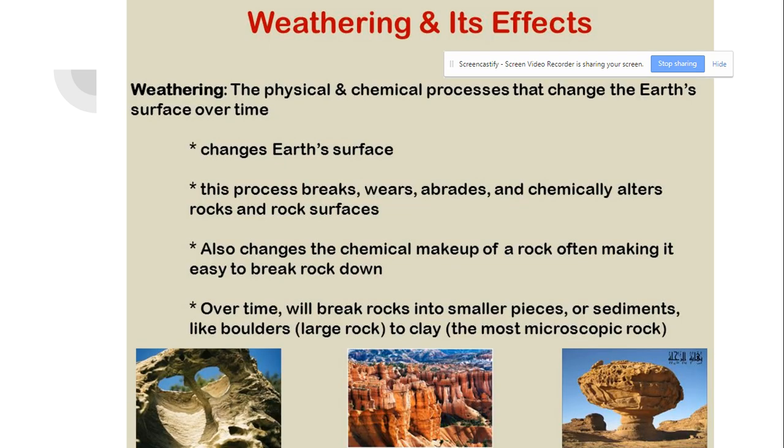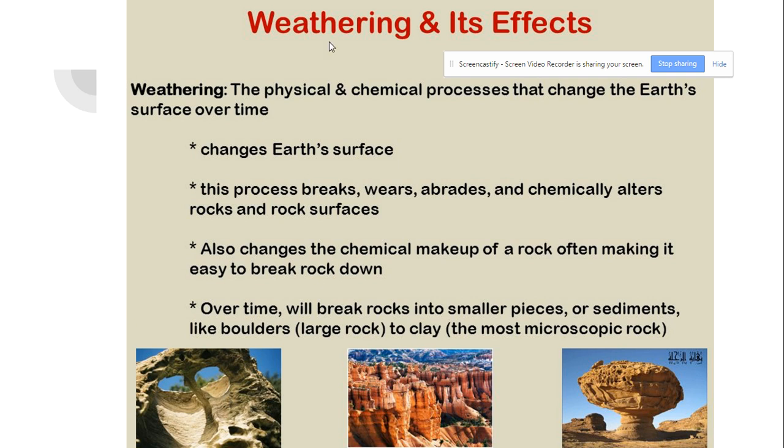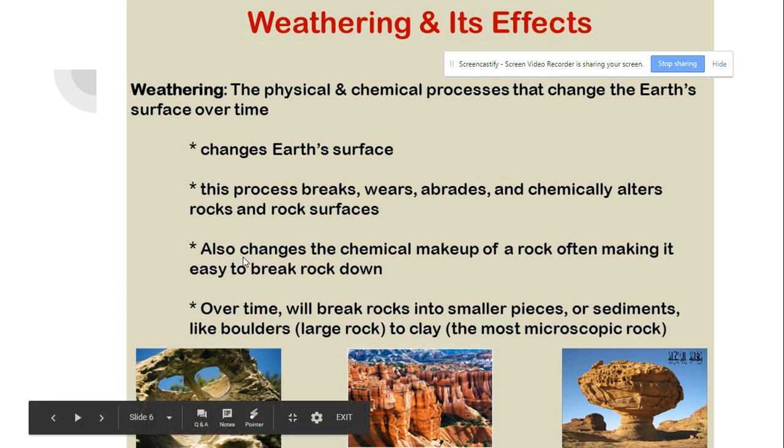So what is weathering and what does it actually do? So weathering is broken up into two ways to weather. It can be physical weathering or chemical weathering. But the main thing is weathering changes the Earth's surface. It breaks, wears, abrades, which just means abrasion, which just means hard hitting, or chemically alters rocks and rock surfaces. So that's what weathering does. It changes the chemical makeup of a rock sometimes, and it can make it easier to break down.